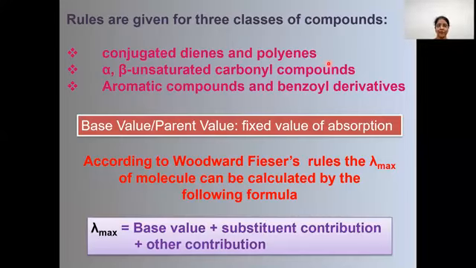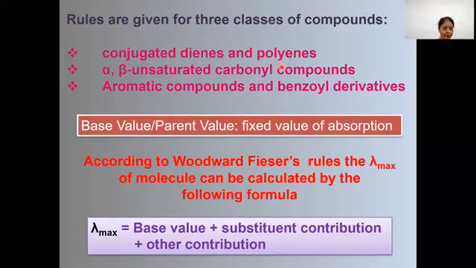These rules are given for 3 classes of compounds. First, conjugated dienes and polyenes. Second, alpha-beta unsaturated carbonyl compounds. And third, aromatic compounds and benzoyl derivatives.